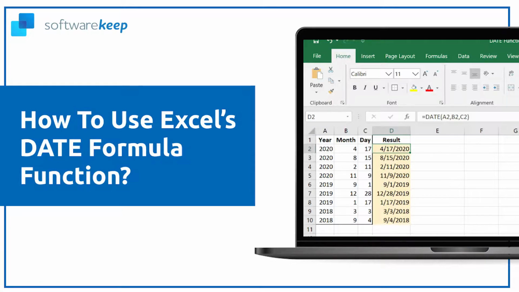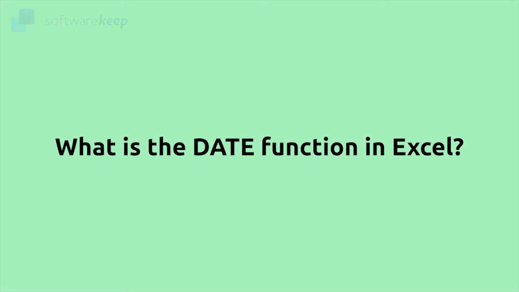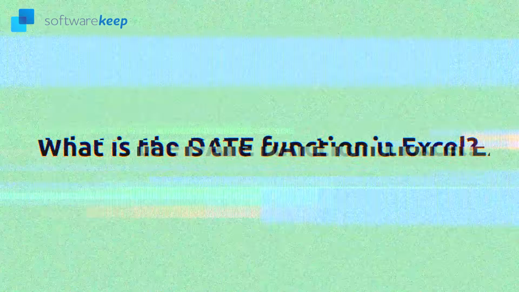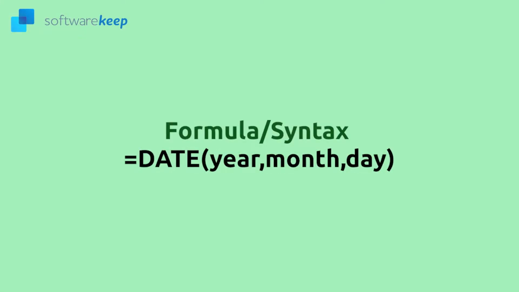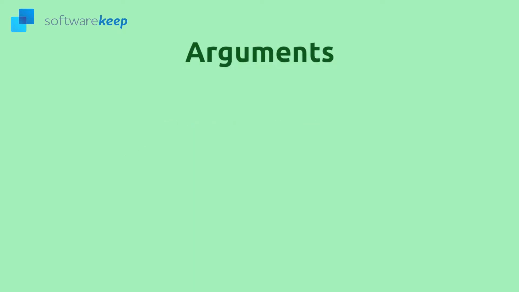One of these functions is the date formula, focusing on handling time and dates. The date function in Excel creates a valid date from the individual year, month, and day components. It's mainly used for assembling dates that need to change dynamically depending on other values in a worksheet. This is the formula you have to use. And these are the required arguments.